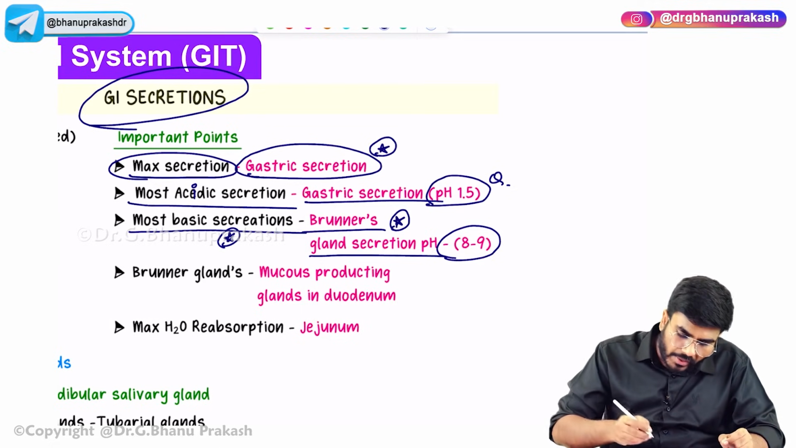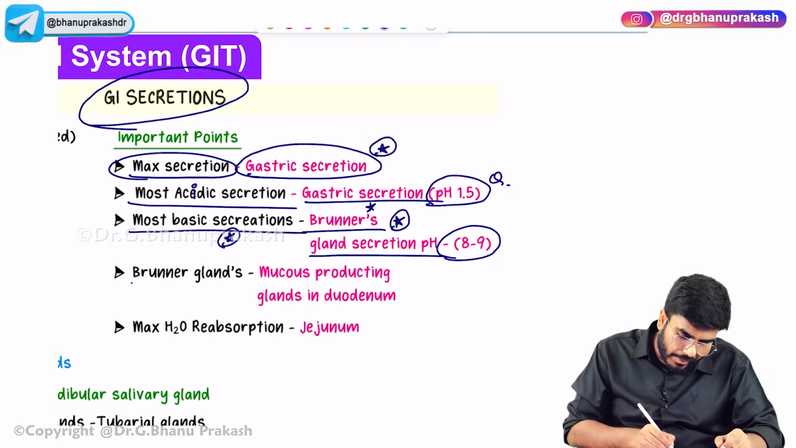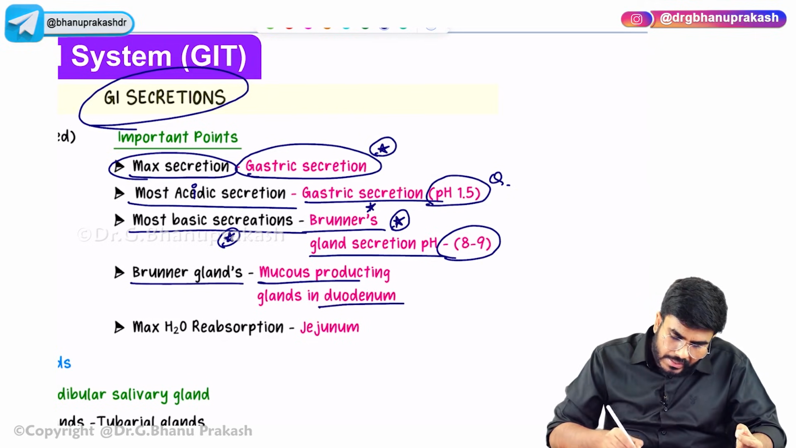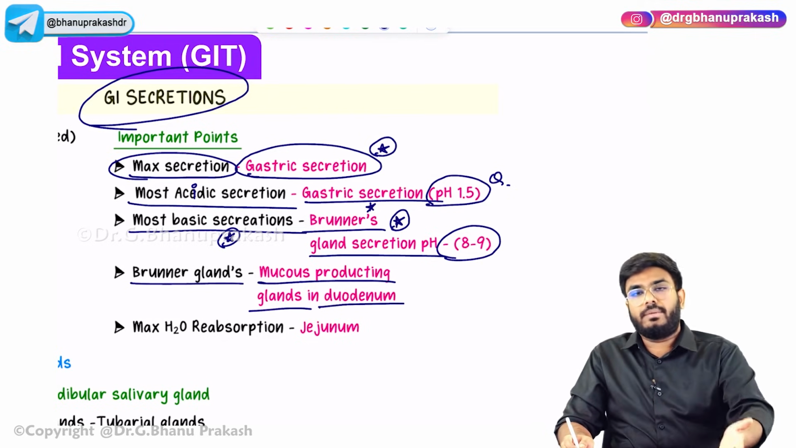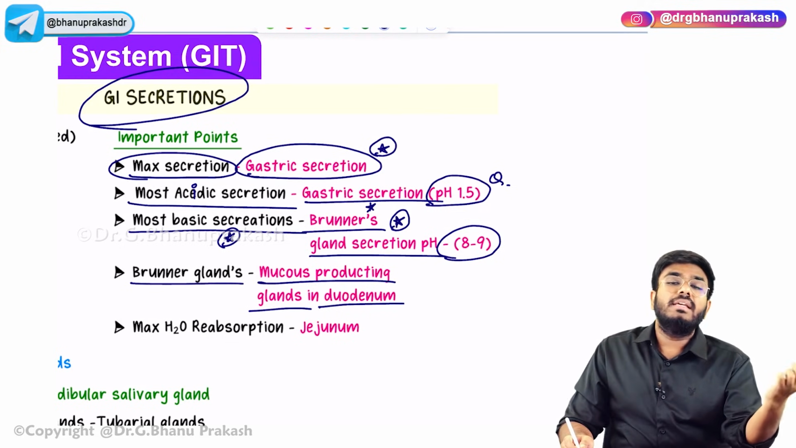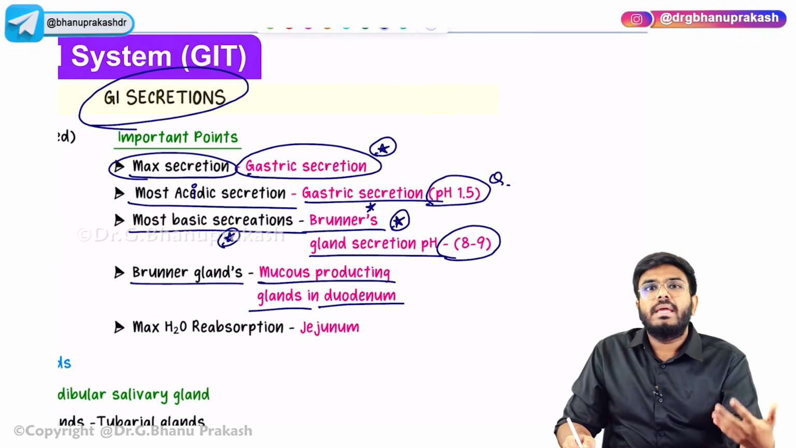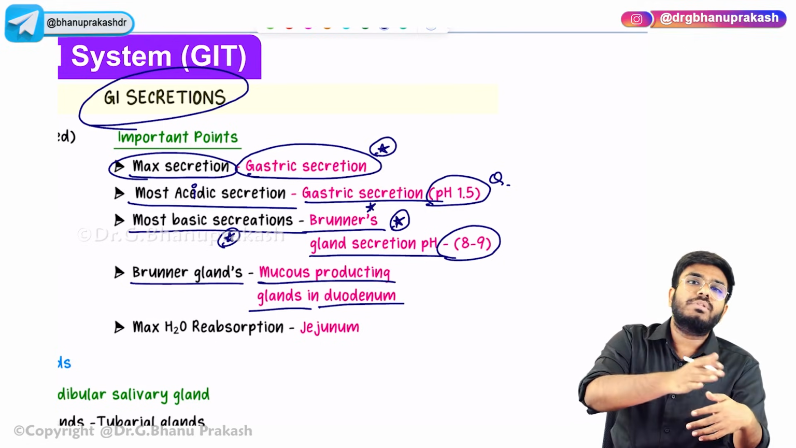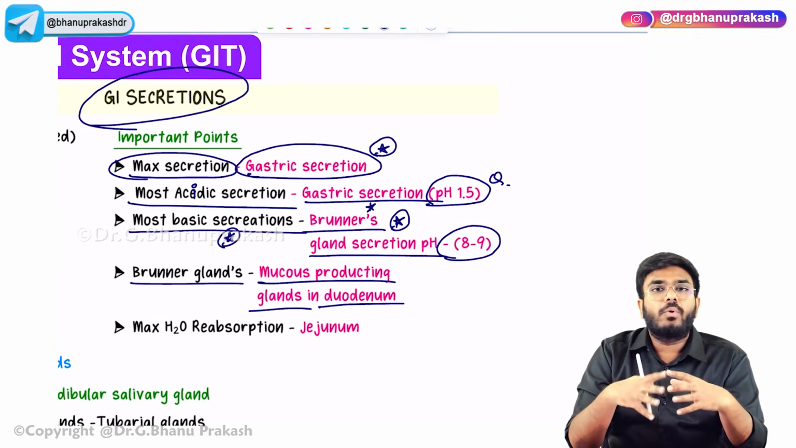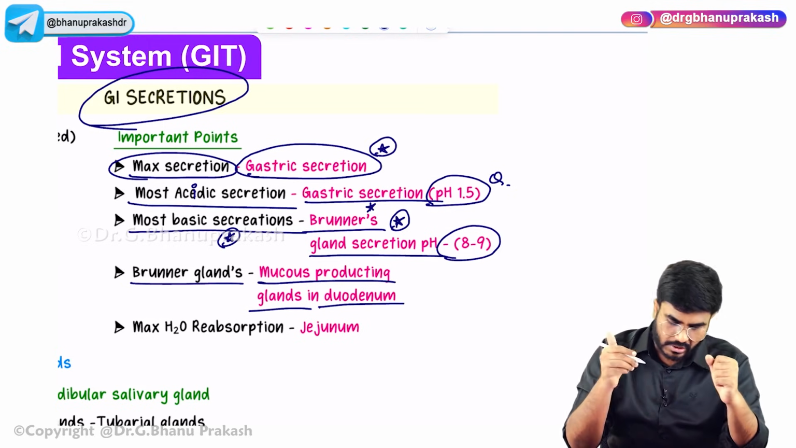Now students will wonder, what exactly are these Brunner glands? Brunner glands are present in your duodenum. What is the function of the Brunner gland? Brunner glands are mucus producing glands in the duodenum. These Brunner glands produce a highly alkaline mucus into the duodenum. So whenever acid comes into the duodenum, these Brunner gland secretions help in the neutralization of acid.